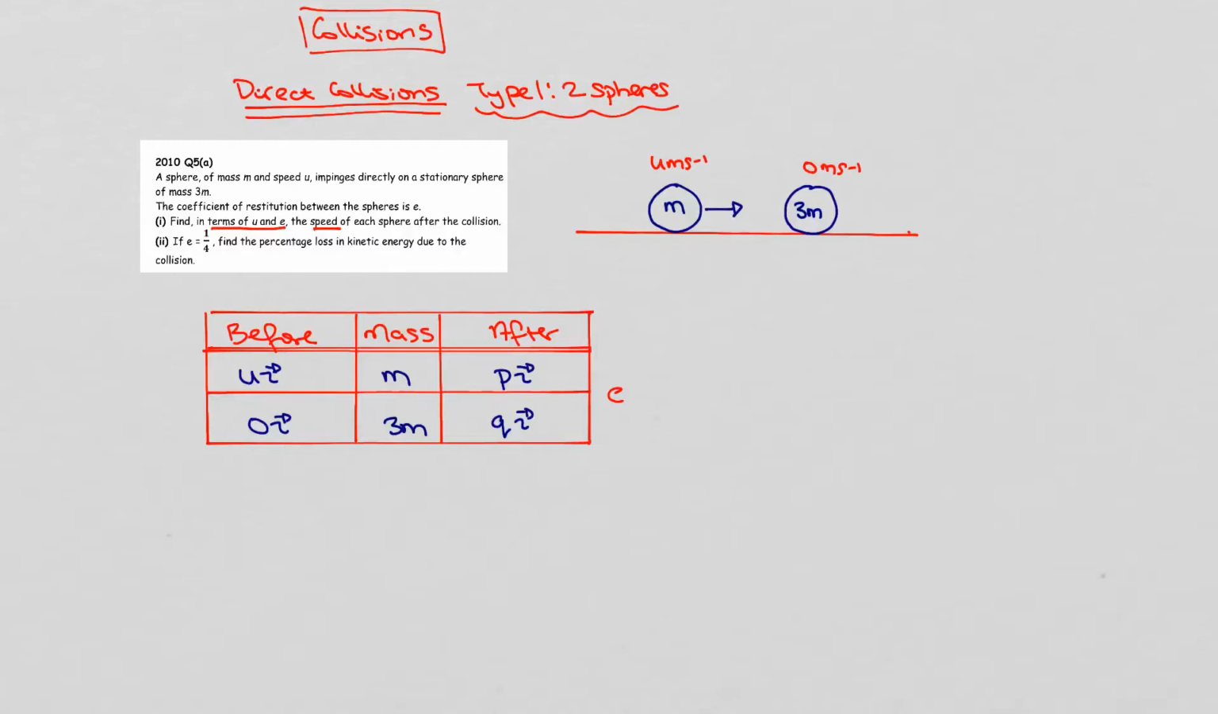So for solving these questions when we have two spheres, we always need to look at two of our laws, which is the principle of conservation of momentum and then Newton's experimental law of restitution. And this will allow us to set up two simultaneous equations to solve for p and q. Okay, so we'll start with equation 1, which is going to be our principle of conservation of momentum. In other words, m1 u1 plus m2 u2 is equal to m1 v1 plus m2 v2.